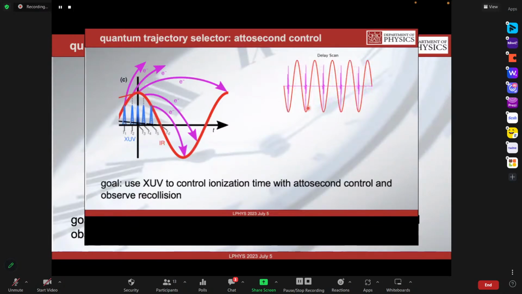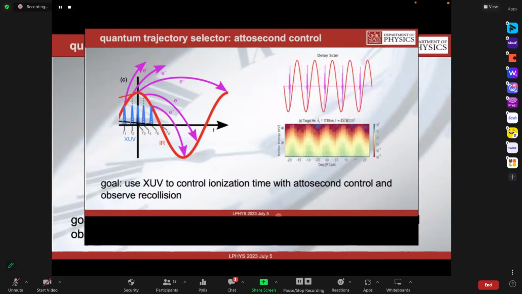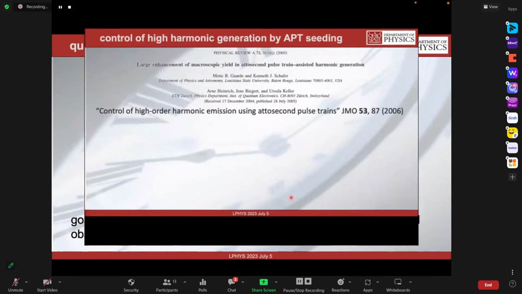So this is a rather old idea, and some of you are probably familiar with some of the attempts in the past. What I'd like to do is go through some of these seminal papers. Dating back to 2005, there was a theory paper by Gaarde, Schafer, and Ursula Keller that introduced this idea of trying to use seeding with an attosecond pulse train to enhance high harmonic generation. That was followed in the subsequent year by an experimental demonstration where they saw enhancements of the harmonic spectrum in helium seeded by harmonics from a xenon jet source.